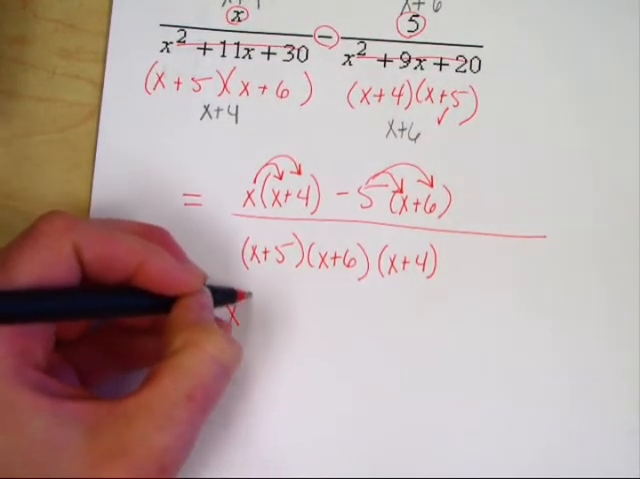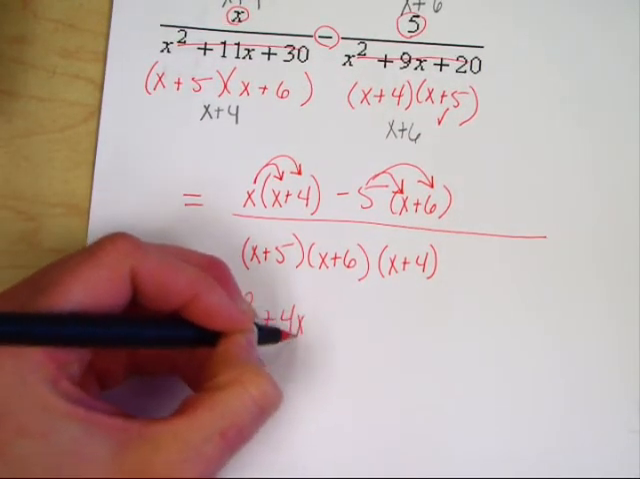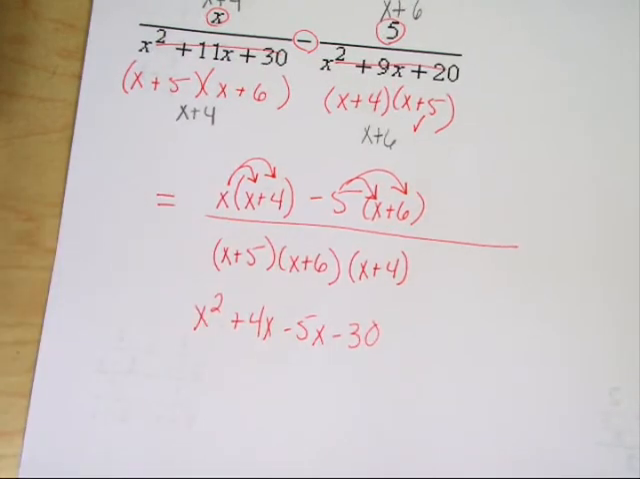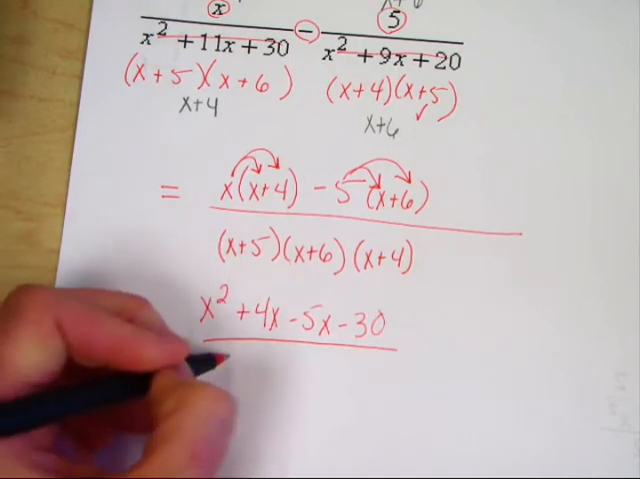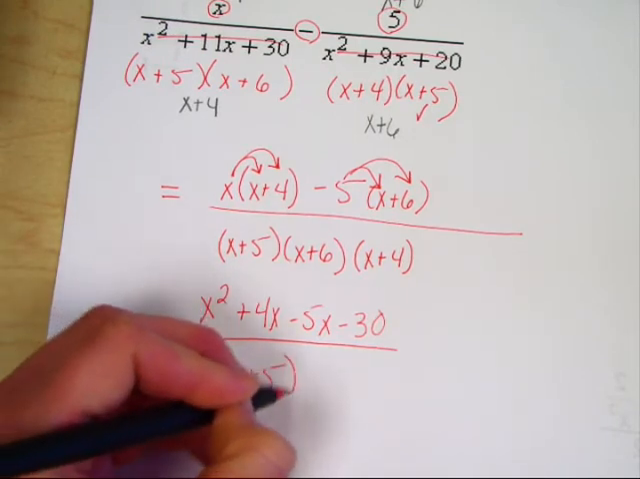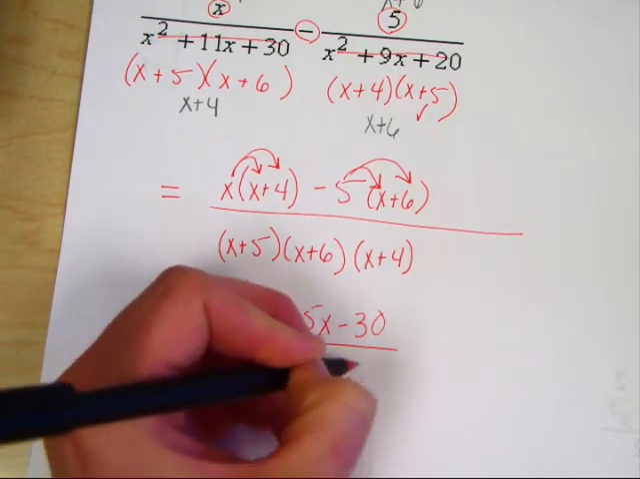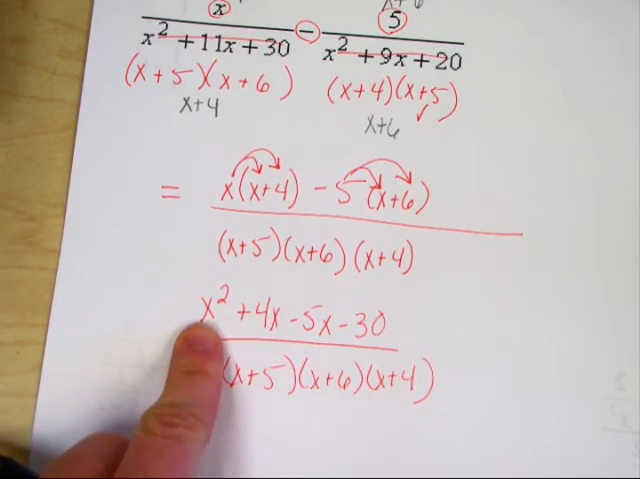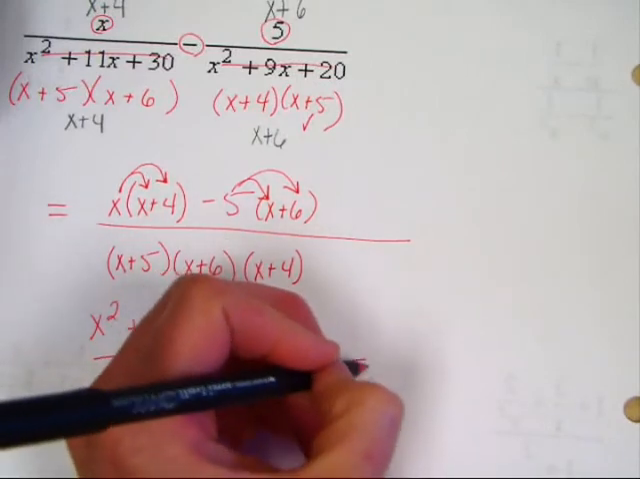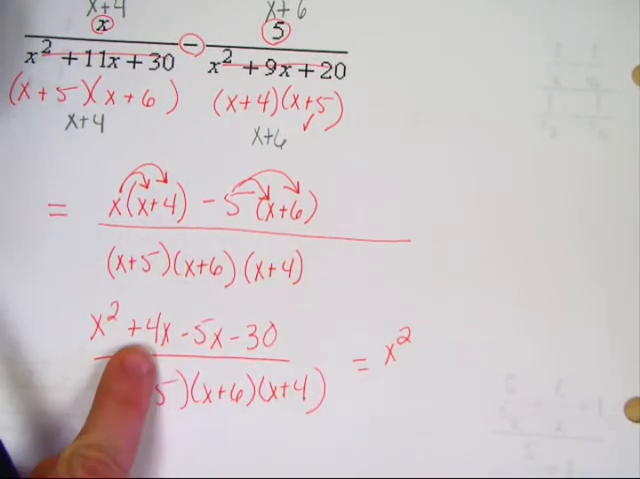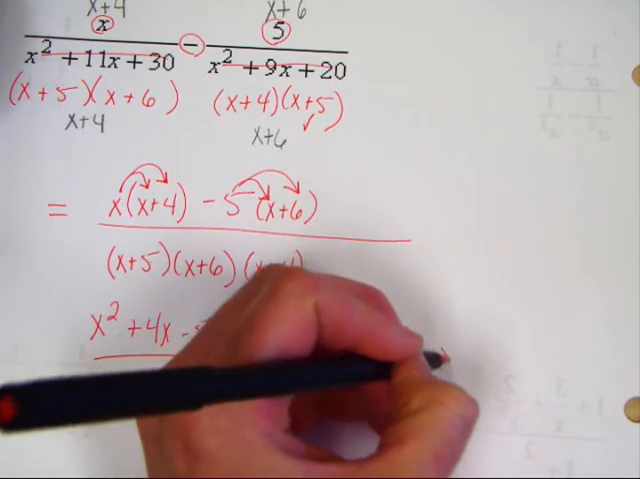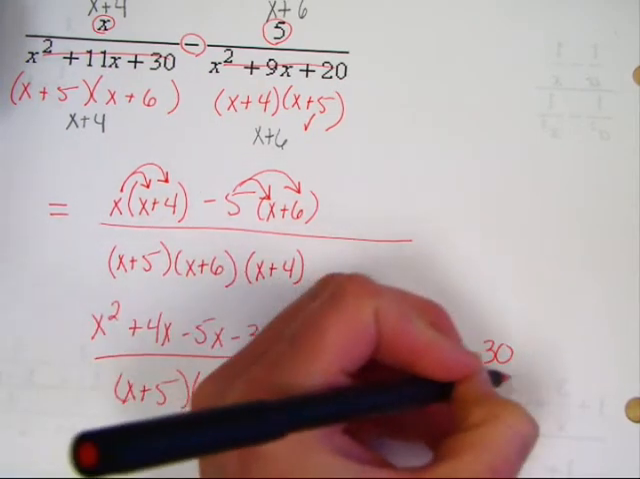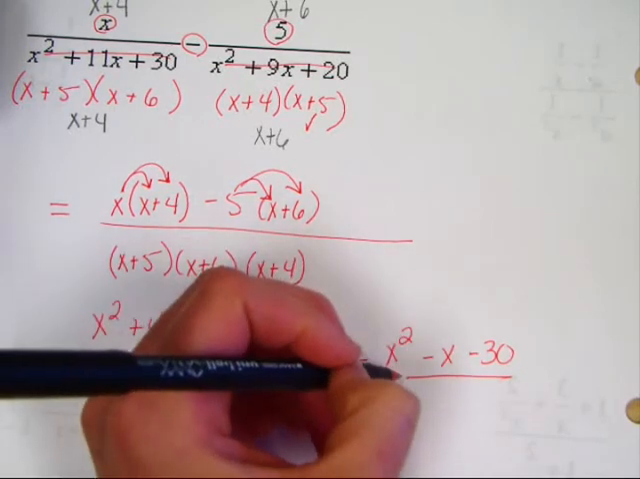So we'll get x squared plus 4x minus 5x minus 30. Make sure your signs are correct. Over x plus 5 and x plus 6 and x plus 4. Combine your like terms on the top. So you get x squared minus x, when you combine your like terms, minus 30. The denominator stays the same.